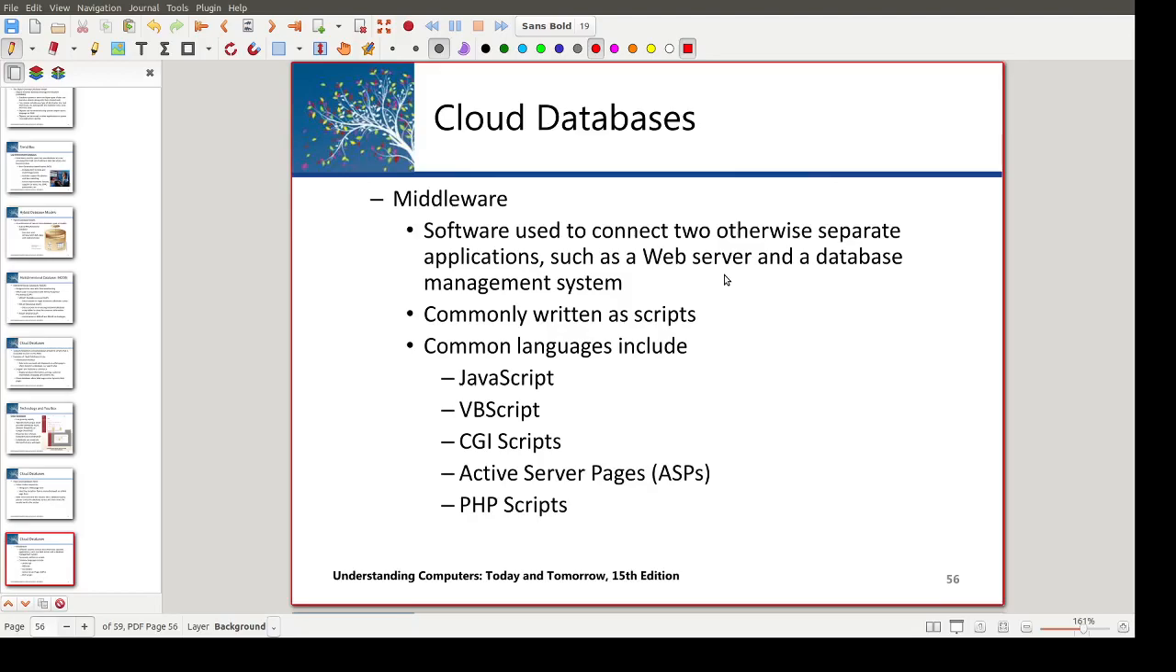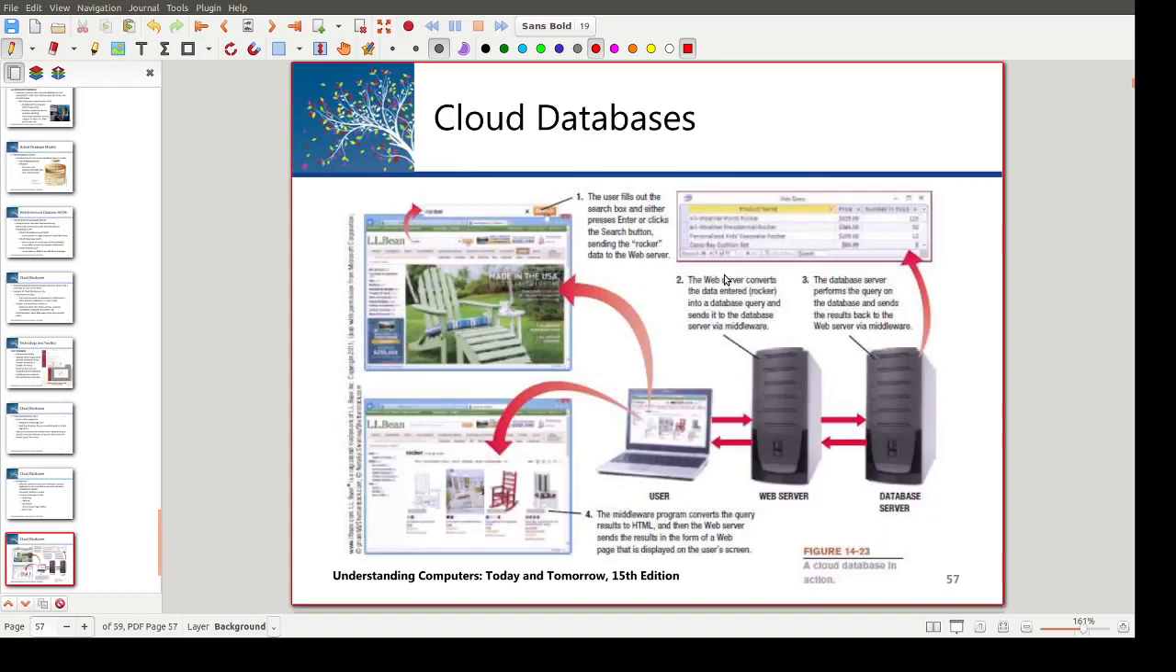The web server takes the request from the user and passes it through its scripts to the database management system. So it's commonly written as scripts, and very commonly used languages are JavaScript, Visual Basic Script, CGI scripts, Active Server Pages, and PHP scripts. So this is just one example of the use of the cloud database.